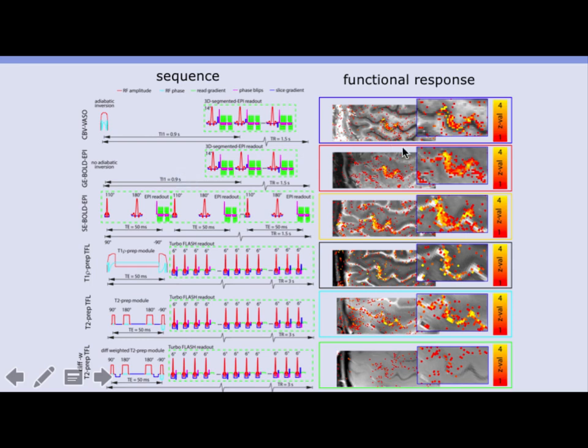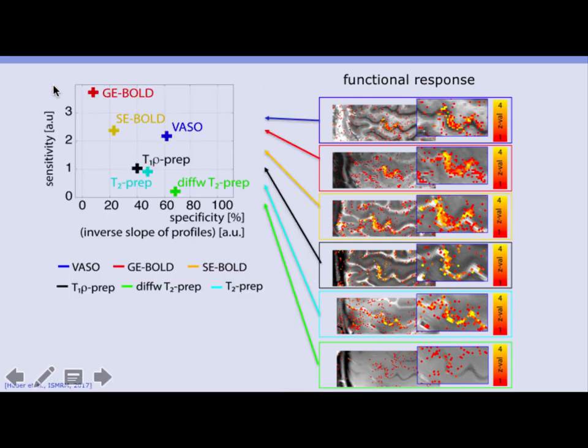Other contrasts, like the gradient echo BOLD, are much more sensitive, but it's kind of blobby. You don't really see these laminar structures that you might see, for example, in VASO or in this spin echo EPI.